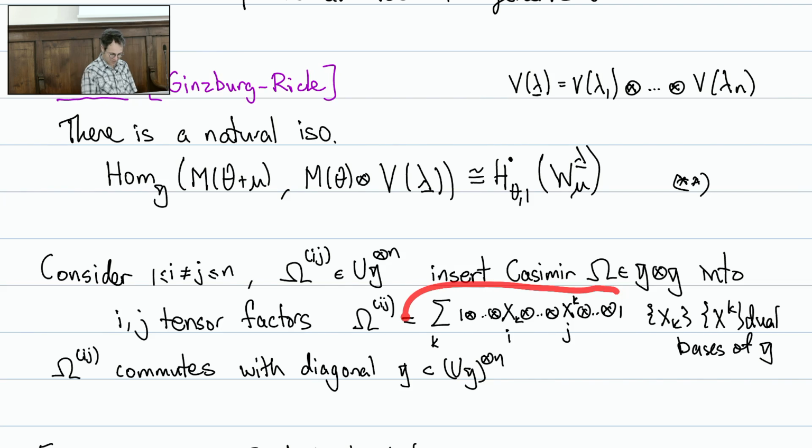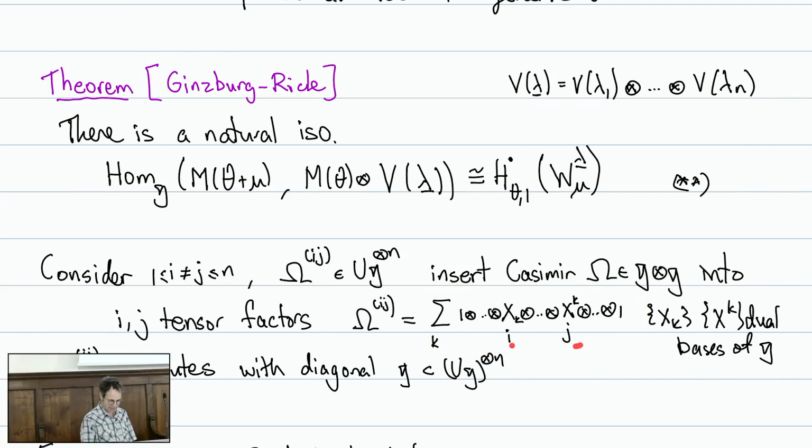It's a little hard to read. But there are ones everywhere except in the i and j tensor factors, where I put a basis and the dual basis, and I sum over k. So these are some nice elements inside of UG tensor n. One reason why they're nice is because they commute with the diagonal G that's sitting inside of UG tensor n. Basically, because the Casimir is G invariant, they'll commute with this diagonal G for any i and j. Okay, they're just needed to state the theorem.